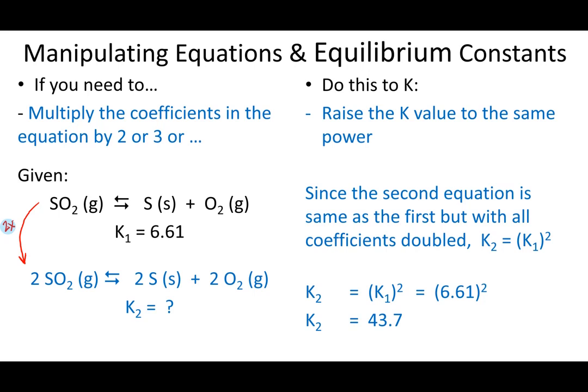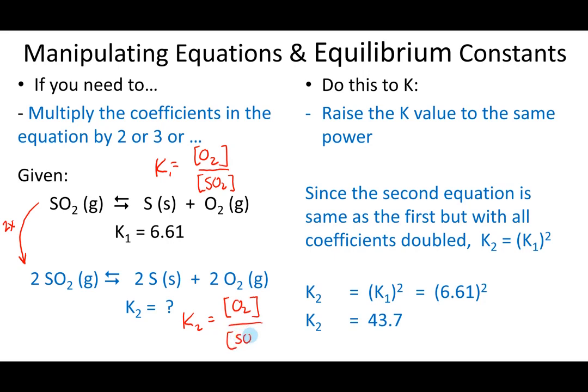If you think about the K expressions for those, all we've really done is double all the coefficients, so we'd be squaring all the concentrations. In our first one, leaving out sulfur as a solid, we would have oxygen over sulfur dioxide, as in the last slide. For the second reaction, our K expression would be very similar: oxygen on the top and sulfur dioxide on the bottom.